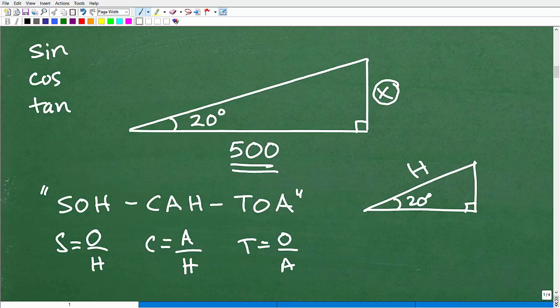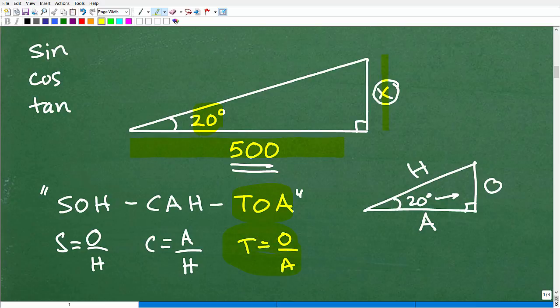Now, looking at this 20 degrees, the side that's adjacent to it, that's next to it, would be this. That's the adjacent side. And the side that's opposite is obviously the opposite side, okay? So in this situation, when I'm looking at this 20 degrees, I have the adjacent, and I'm interested in the opposite. So I want to pick the trigonometric function that has both the opposite and the adjacent, and that would be tangent.